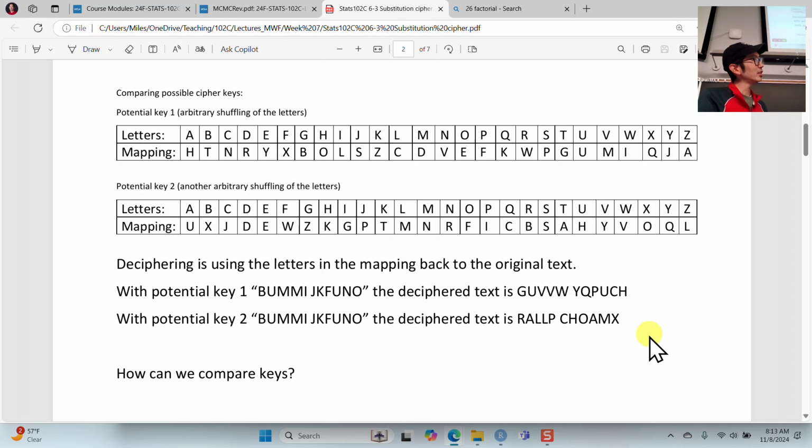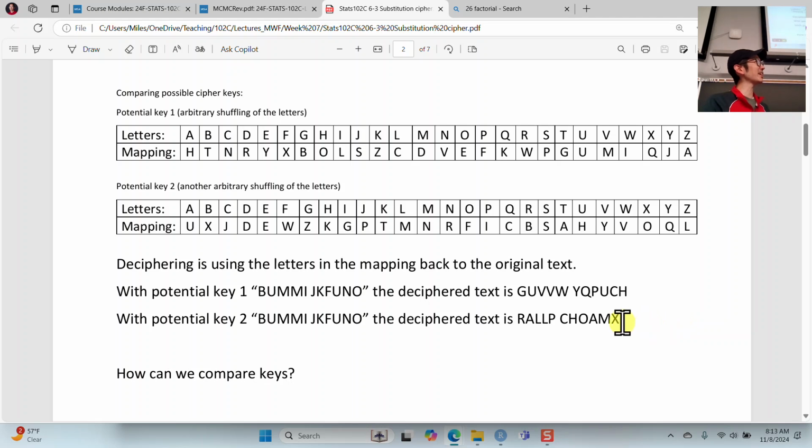And so, what is your gut instinct? If I had to say, which one do you think is closer? They're both completely wrong, both of these are complete gibberish. But if you had to say one is probably doing a better job than the other, do you have a gut feeling about either of these keys?